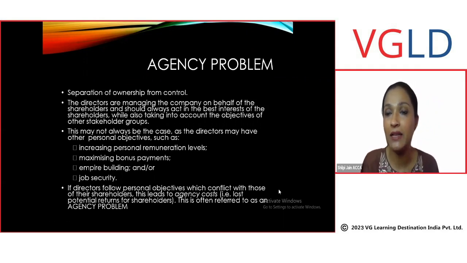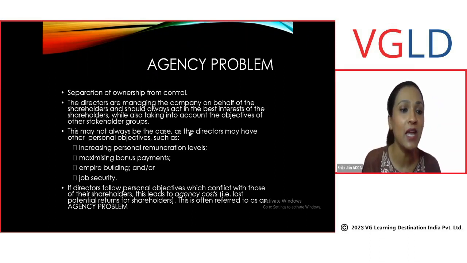Then we have a look at what is called the agency problem.